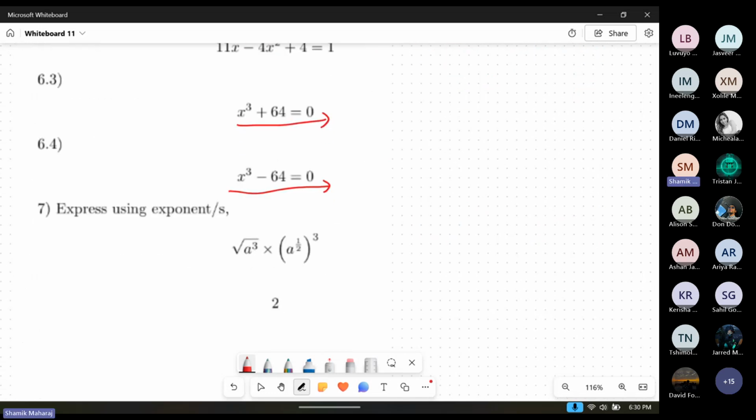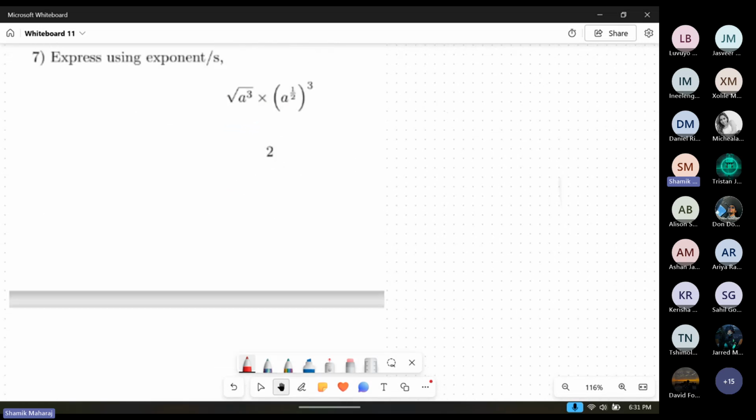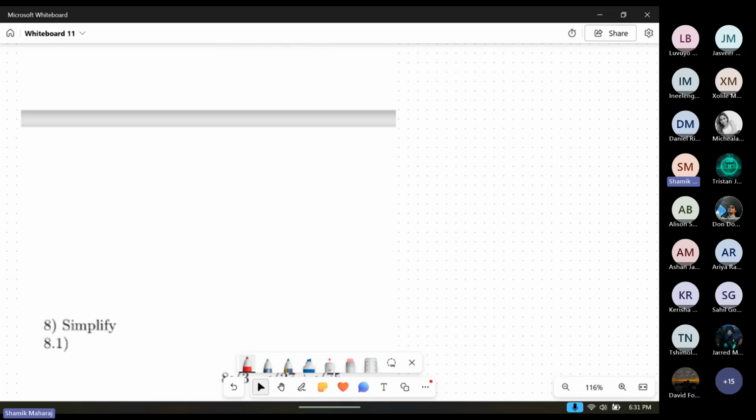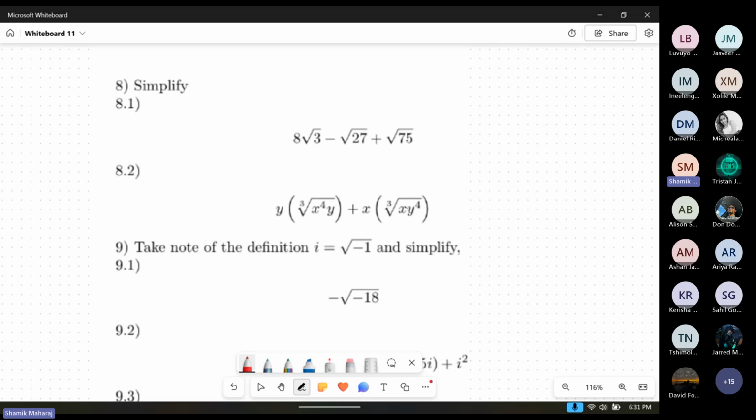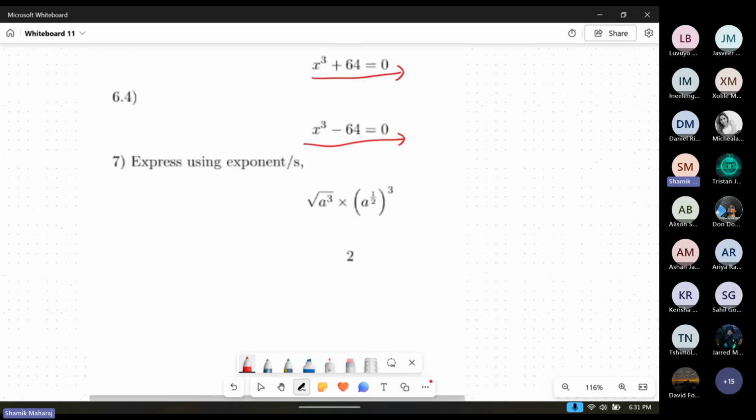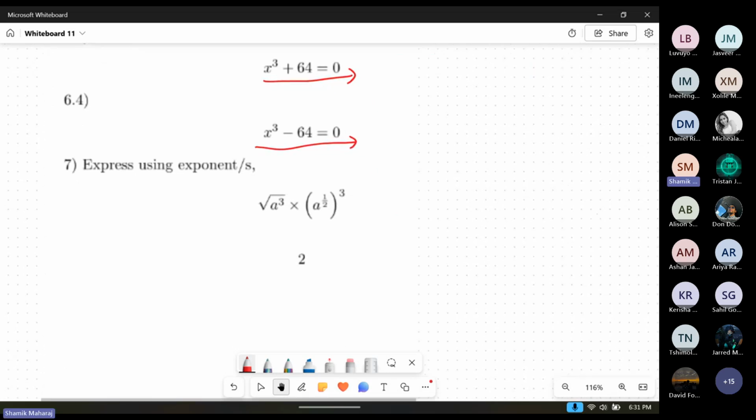All right. And then express using exponents, giving us some weird questions here. How many of these are there? Simplify, okay. We also got a decent amount of time, so we can cover these without rushing too much. Express using exponents.